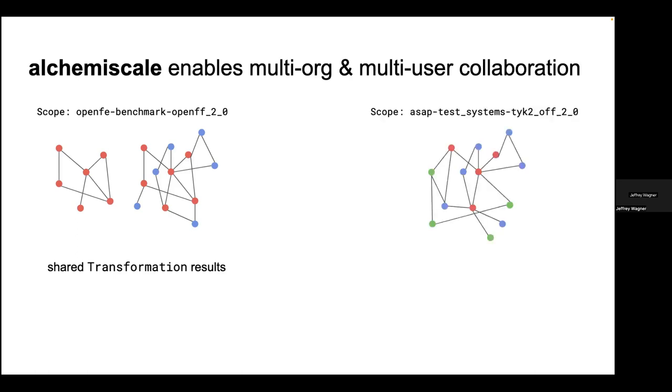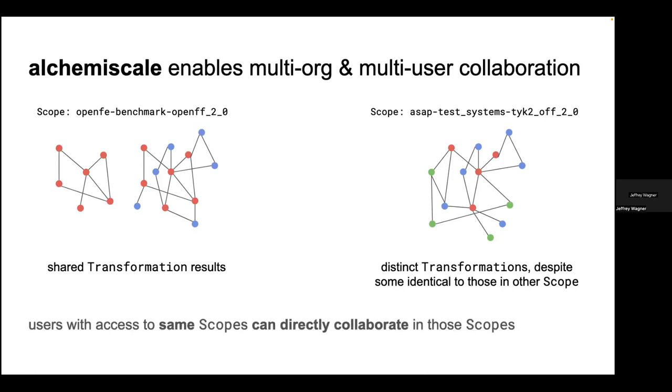By contrast, this network, which does have elements in common with these over here, sits within a different scope. Let's say it was submitted by someone who works for ASAP Discovery. It lives in the ASAP org, in this campaign, in this project. This will have its own distinct transformations despite them being identical to something that exists in the database. So there's a domain boundary. This is how we partition data and users in Alchemiscale.